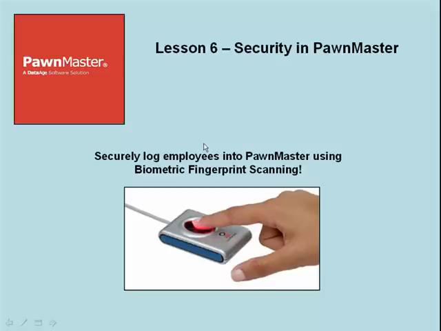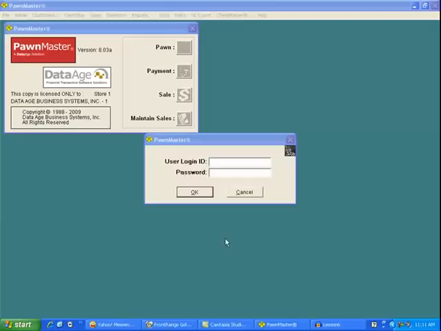The person accessing the system places their thumb or index finger on the pad. The fingerprint is scanned and matched up to the employee's record, where the fingerprint scan is stored.